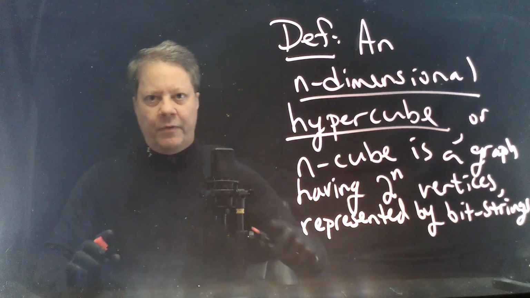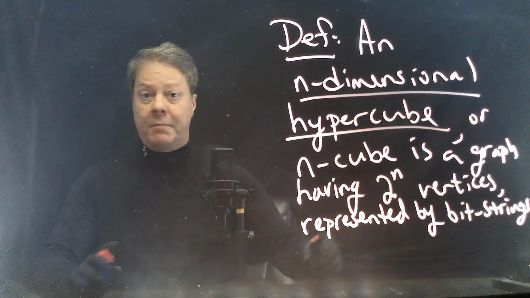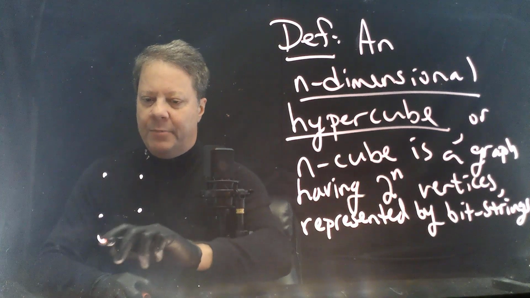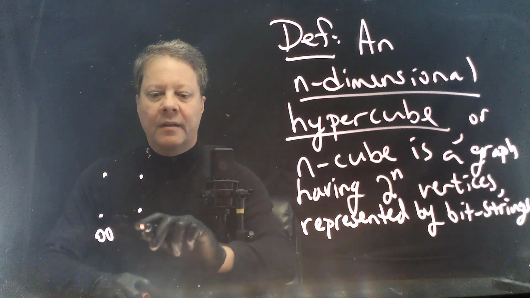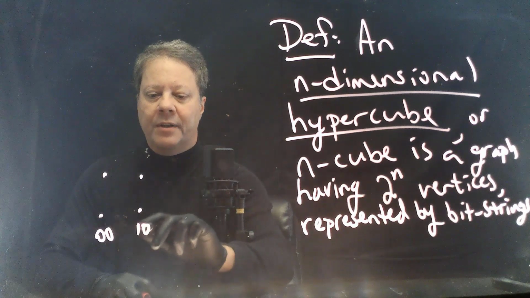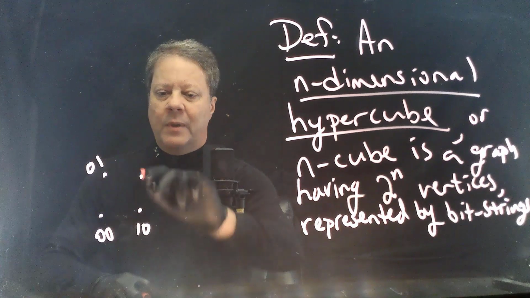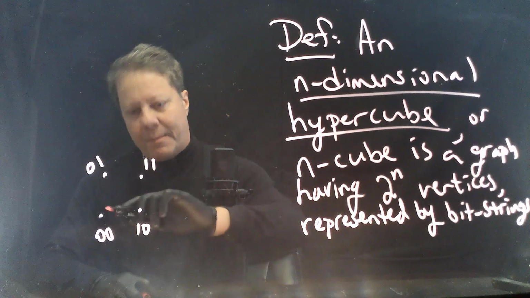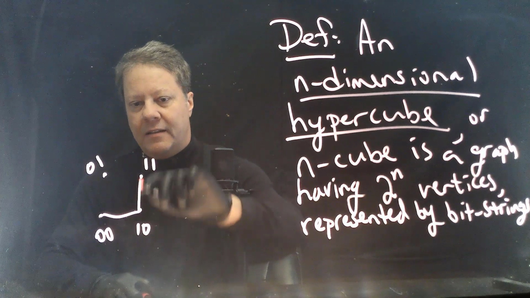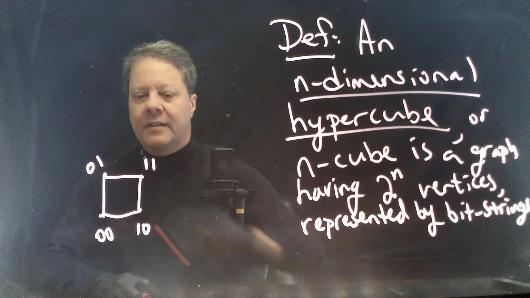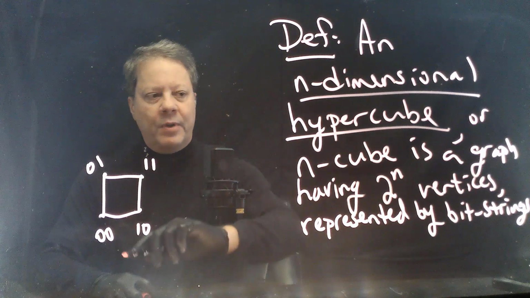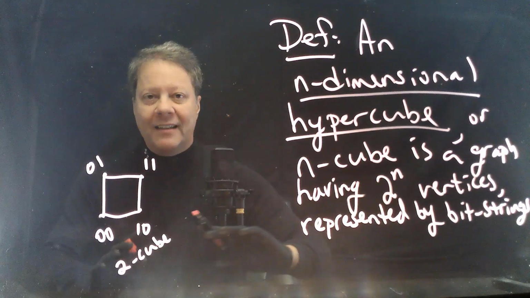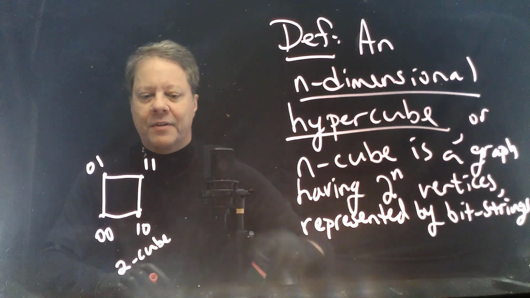Before I get too far into this definition, maybe I should draw something. The bit string here will be 0, 0, and then we'll have 1, 0. This will be 0, 1, and this will be 1, 1. So you can see we can represent these vertices in this way. So this would be a 2 cube. I know it's a square, but it's a 2-dimensional version of a cube.